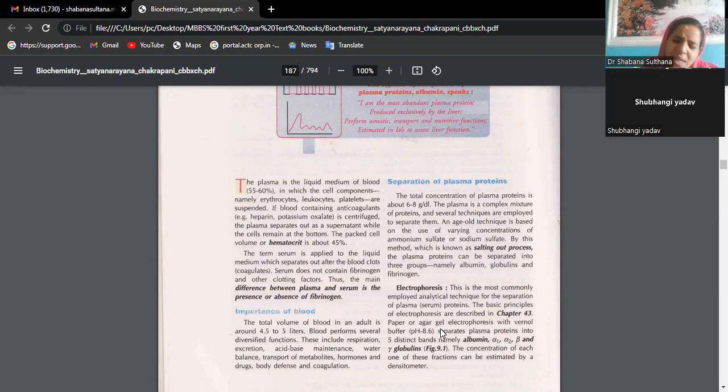So what is the basic importance of plasma proteins? What you should know is plasma proteins are very important for the maintenance of osmotic pressure, also called oncotic pressure, which will not let the fluid component of blood leak into tissue spaces. That means these plasma proteins are very important to retain water in the blood circulation. If plasma proteins are not there, the water content of the blood will leak into tissue spaces causing edema.